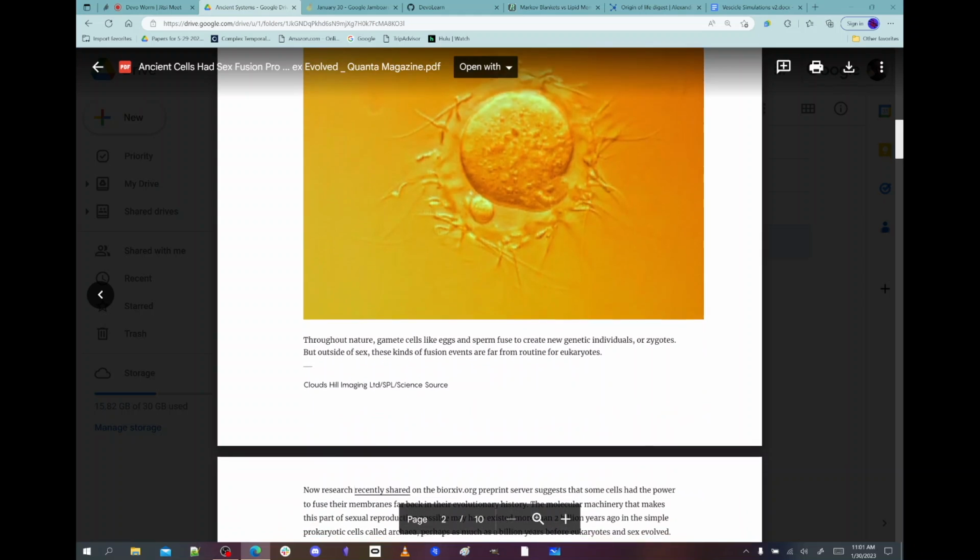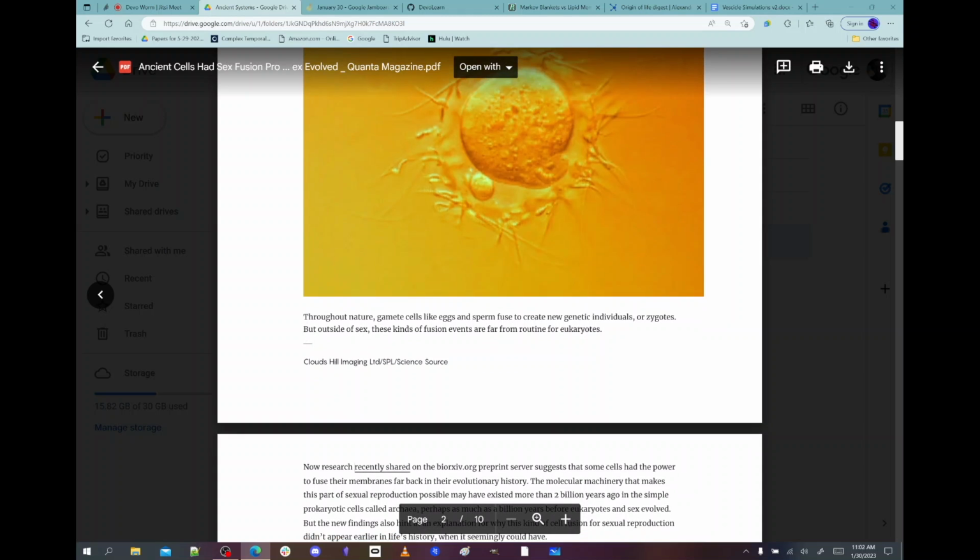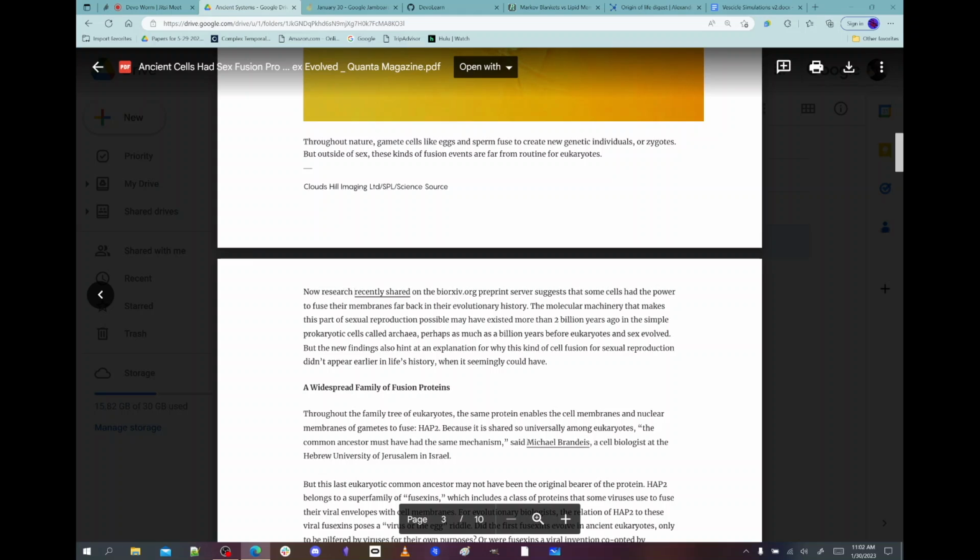So in asexual organisms, you lack the ability to generate genetic diversity. You get mutations, but that's often not enough to keep up. You need to have recombination. You need to have mechanisms for keeping diversity flowing in a population or in a genome itself. Throughout nature, gamete cells like eggs and sperm fuse to create new genetic individuals, or zygotes.